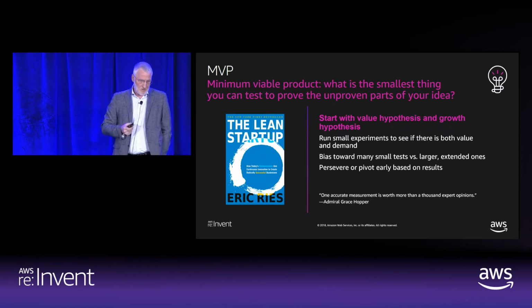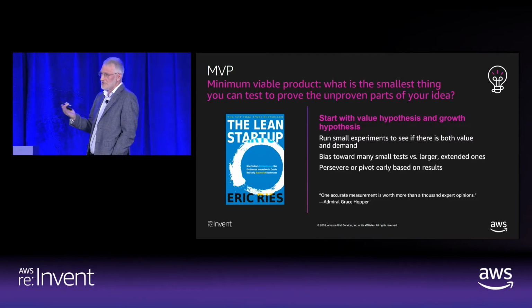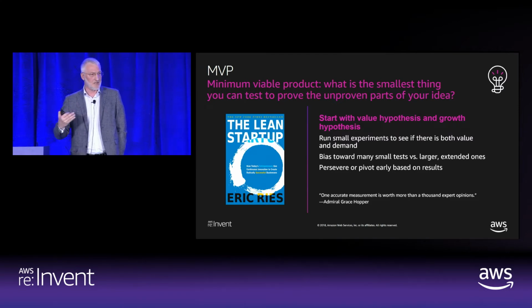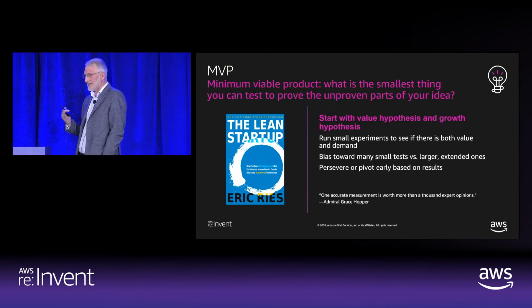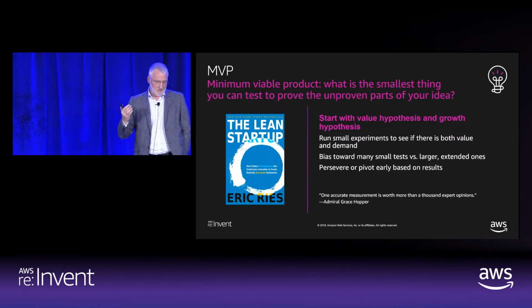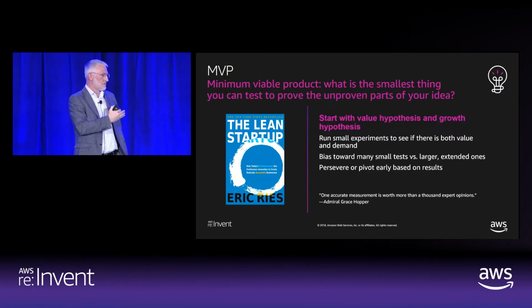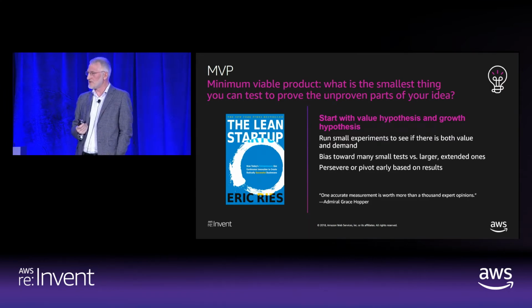And one way to test these hypotheses is this idea of a minimally viable product. So you've heard this term. A lot of organizations think of an MVP as the version 1 of a product, but that's not what it is. An MVP is really the idea that you want to test the unproven parts of your assumption in a product in a way that a consumer would actually use and respond to.